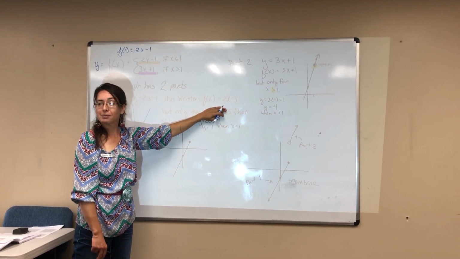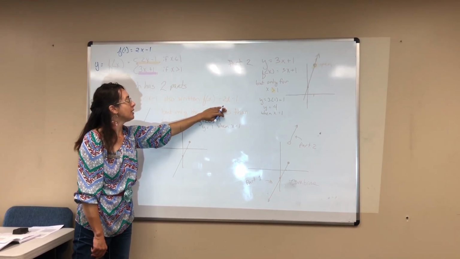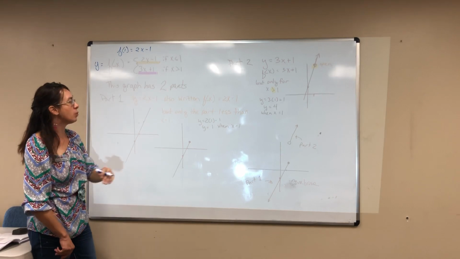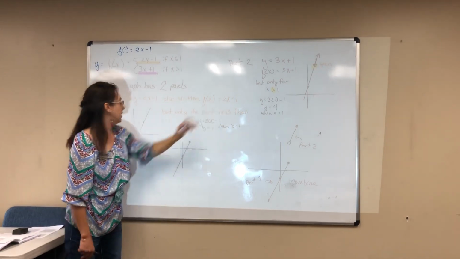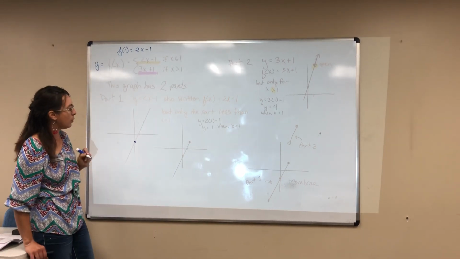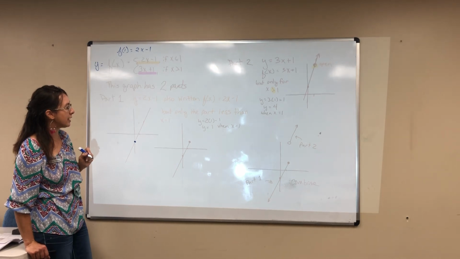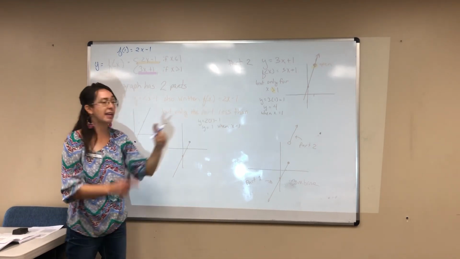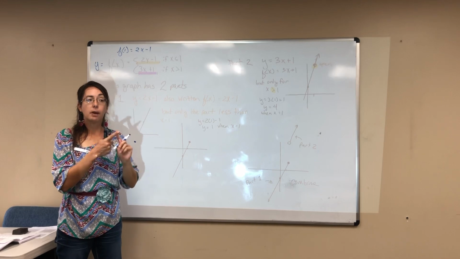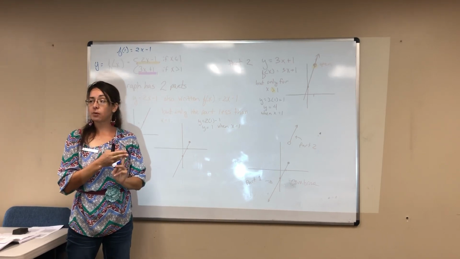Standard or slope intercept? Slope intercept. Okay, slope intercept. So our intercept is what? Negative 1. So I'm going to go down here to negative 1. When x equals 0, y is negative 1. My slope is 2. Is it positive or negative? Positive. Steeper or shallower than the parent function?